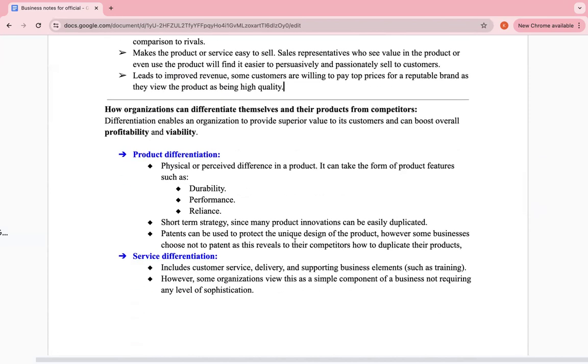So how organizations can differentiate themselves and their products from competitors. So how is this done? Okay, so you're saying unique selling point, competitive advantage, but how is this implemented? How can a business actually do this?